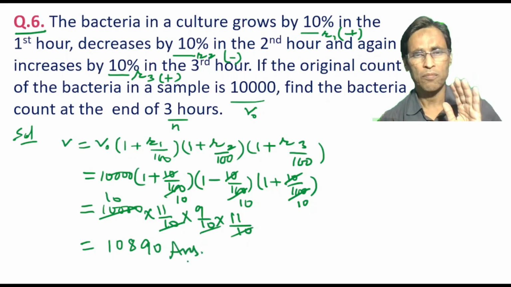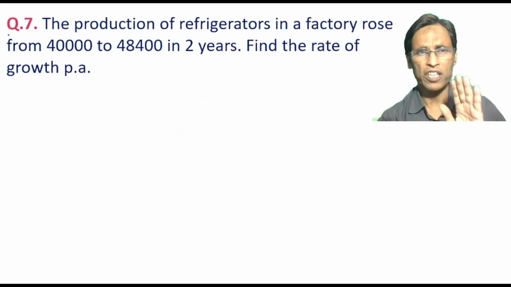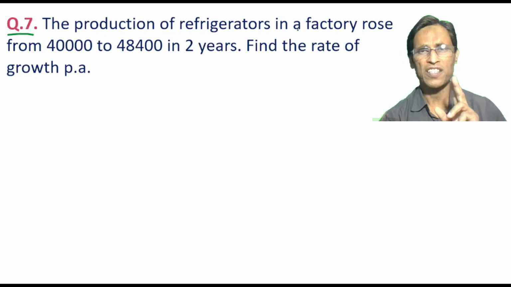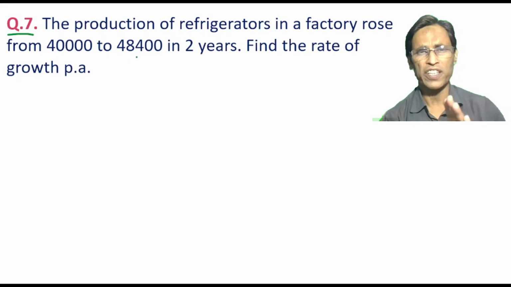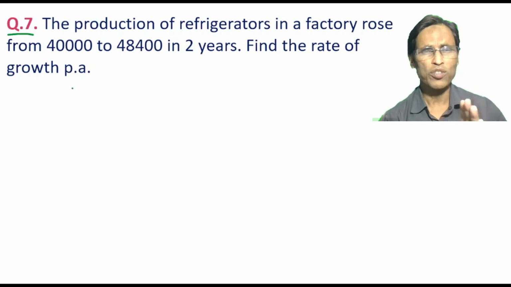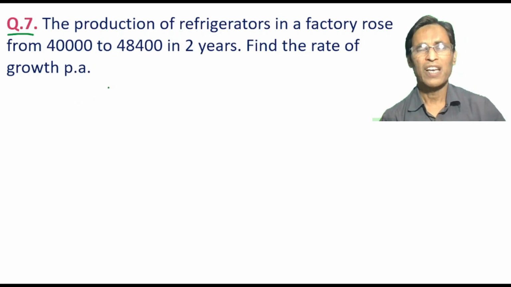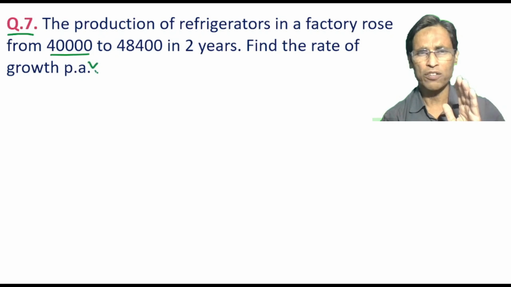Answer. Our next question is question number 7. The production of refrigerators in a factory rose from 40,000 to 48,400 in 2 years. Find the rate of growth per annum. ये क्वेश्चन बेस्ड है प्रोडक्शन ऑफ रेफ्रिजरेटर्स पर. In the starting year, the production was 40,000, so it will behave like V0.